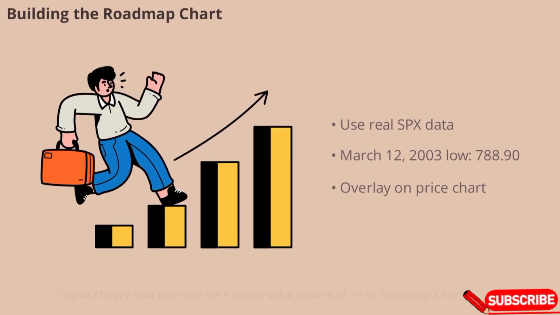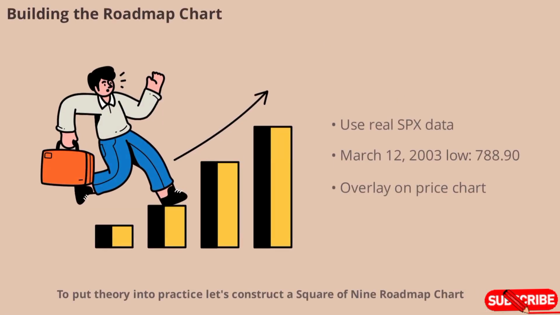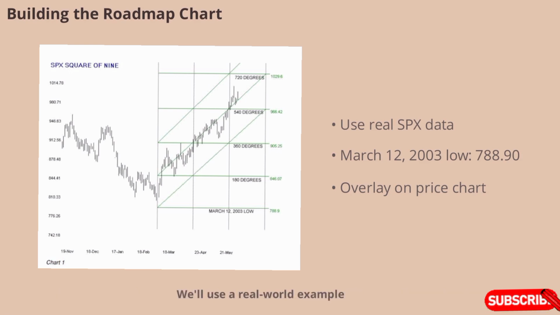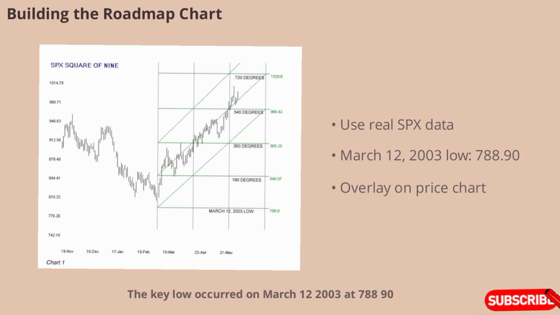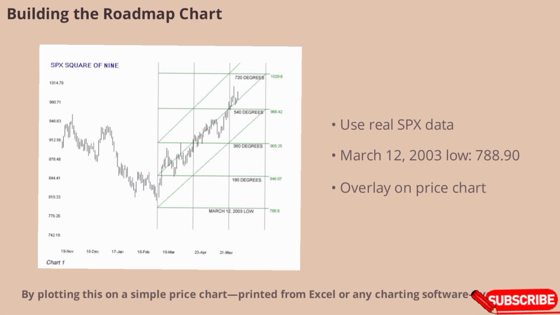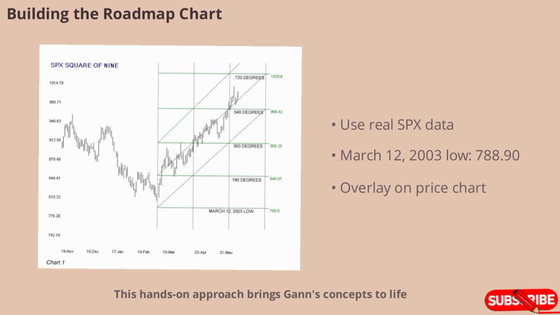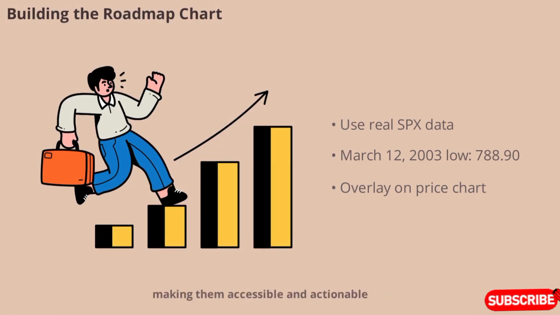Put theory into practice. Let's construct a Square of 9 roadmap chart. We'll use a real-world example, the daily high-low bars of the S&P 500 SPX, from November 2002 to May 2003. The key low occurred on March 12, 2003 at 788.9. By plotting this on a simple price chart printed from Excel or any charting software, you can follow along and see how the Square of 9 overlays onto real price action. This hands-on approach brings Gann's concepts to life, making them accessible and actionable.